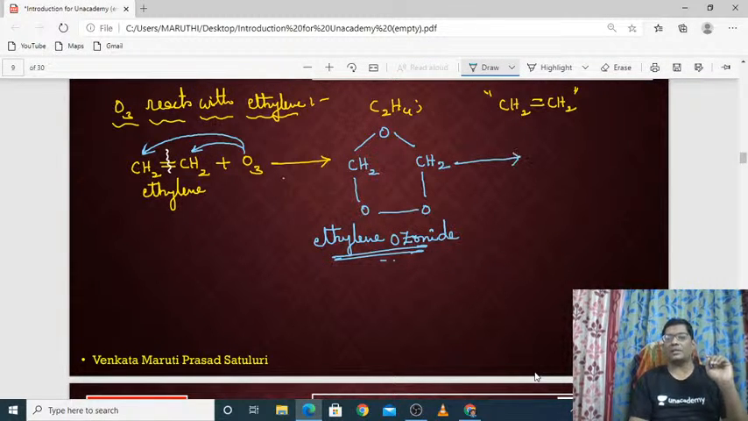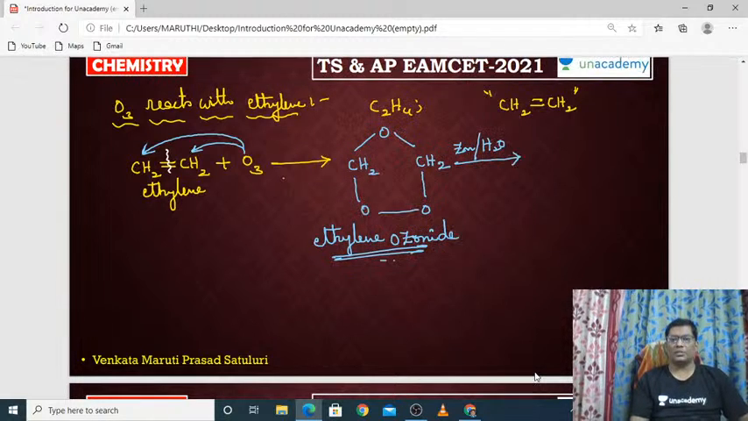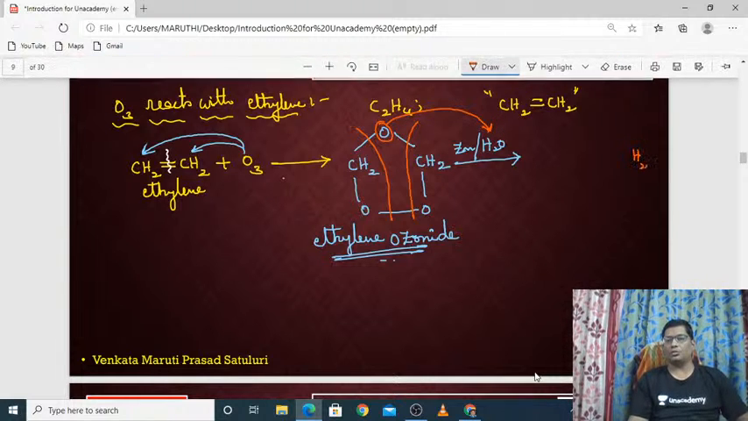But the chemical reaction will not stop at this moment. Again it will react, with zinc hydrolysis. If you do the zinc hydrolysis to this molecule, then what will happen? See here, these two bonds will break up, and this oxygen will react with H2O and produce H2O2. Hydrogen peroxide will be produced.